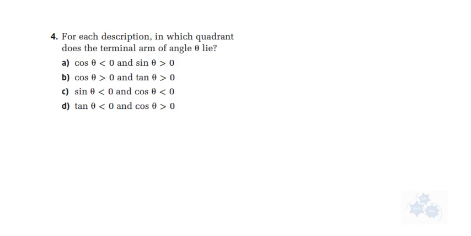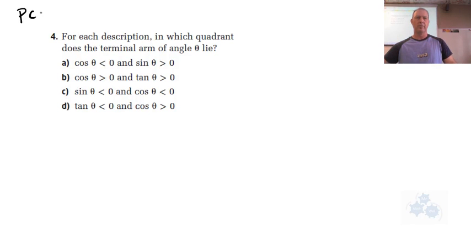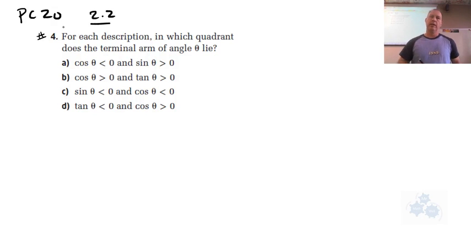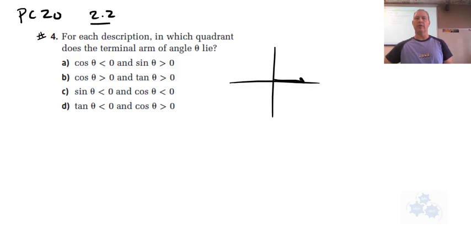Okay, so number 4, this is section, what, 2.2? It's PC 20, 2.2. This is question number 4 in your homework. It says, for each description, in which quadrant does the terminal arm of angle theta lie? So the initial arm is along the x-axis. The vertex is at 0, 0, because we're talking about standard form. And so where does the terminal arm lie? Is it in quadrant 1, 2, 3, or 4?